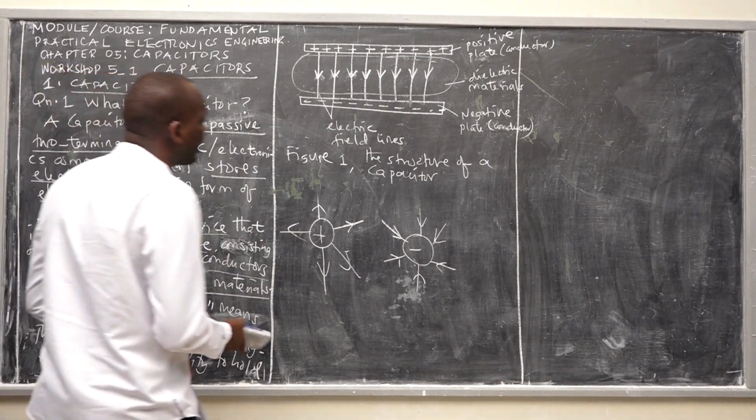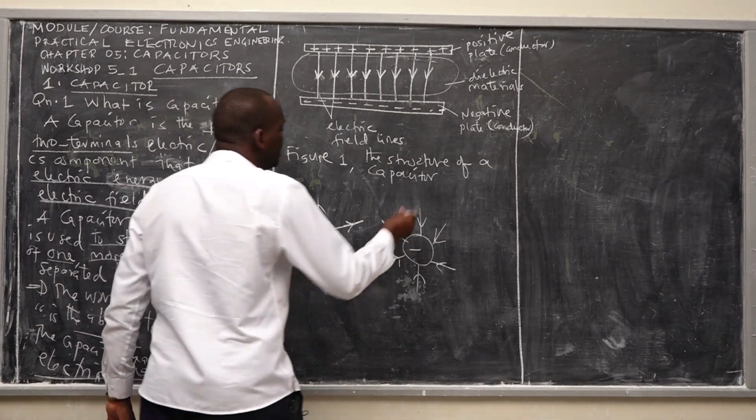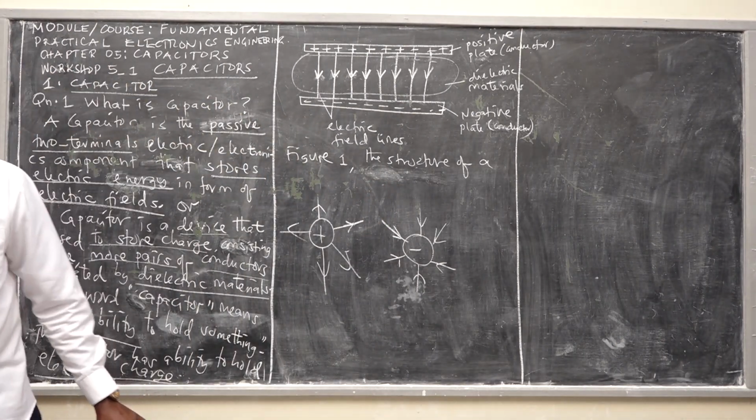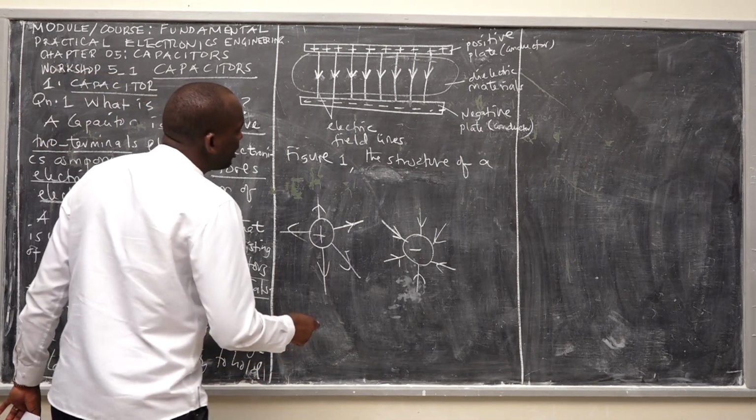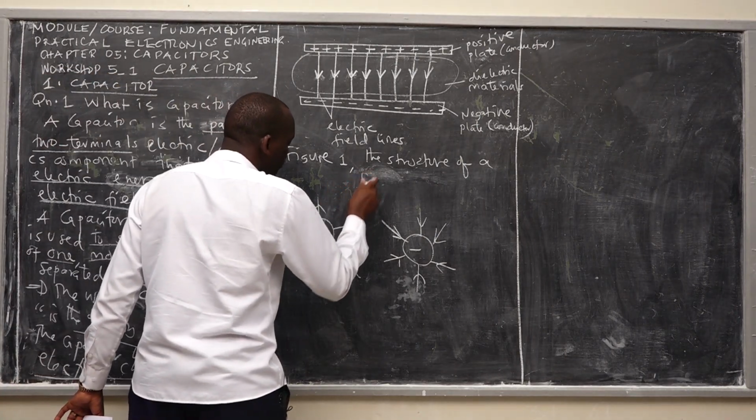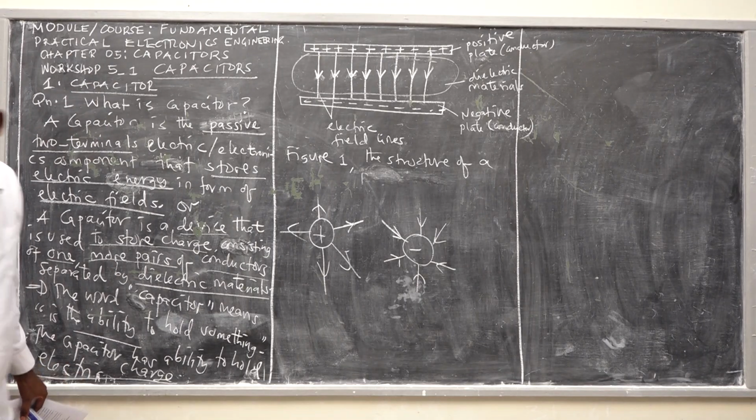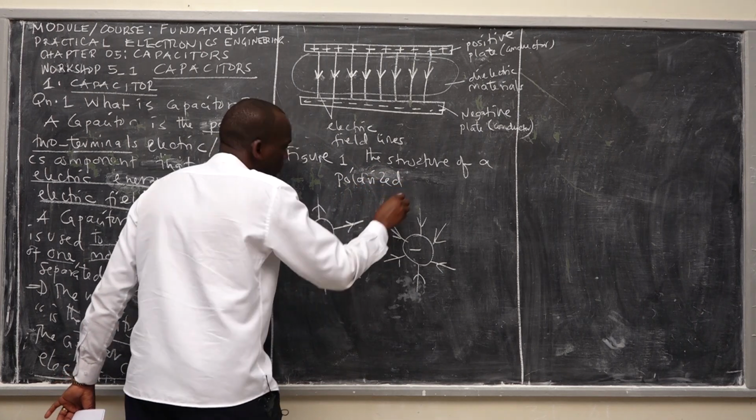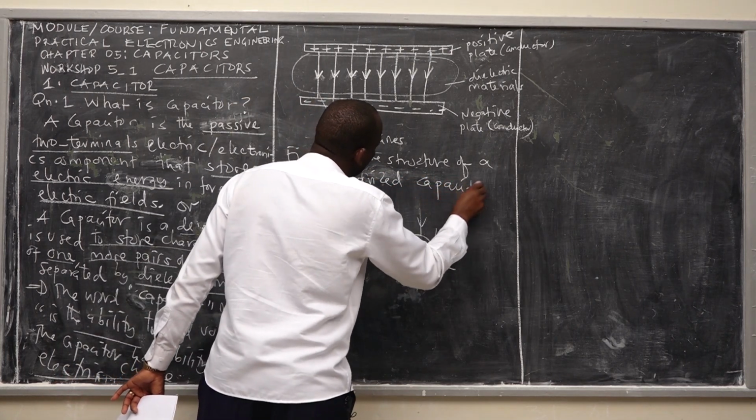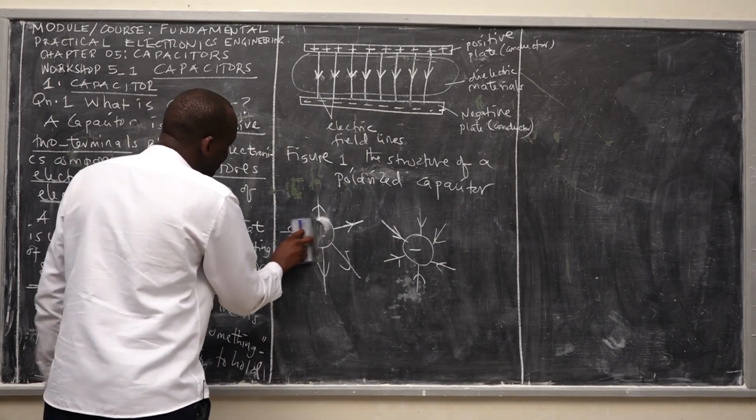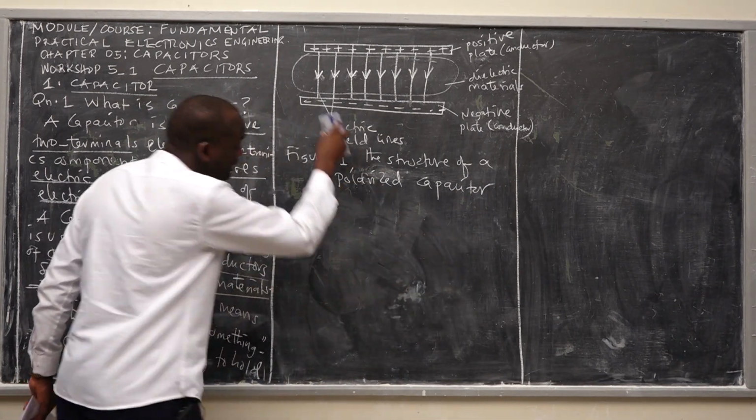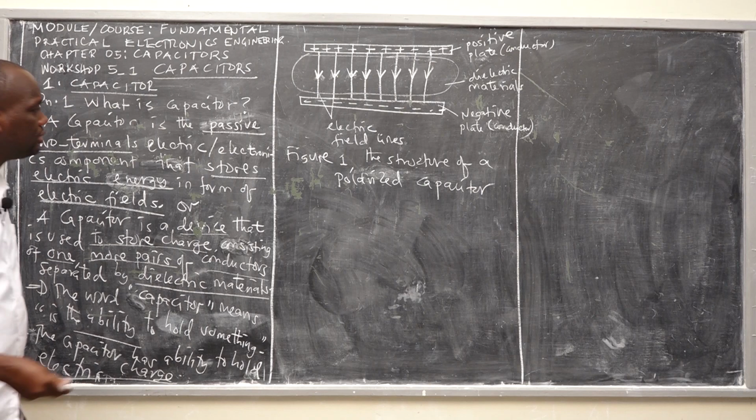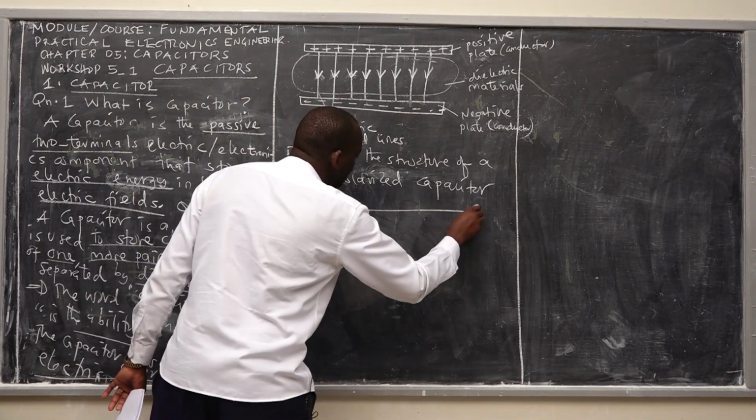So this is the structure of a polarized capacitor. Let me add value to what you know from your physics science. The structure of a non-polarized capacitor is similar to that one, but it won't have polarity. So it has two plates.